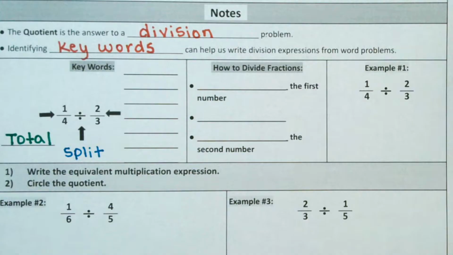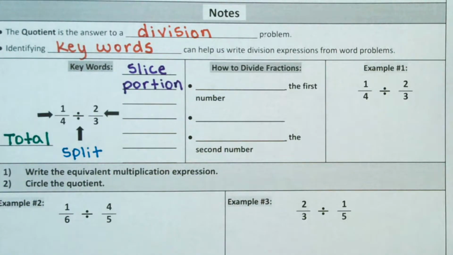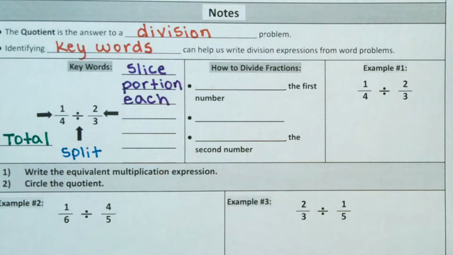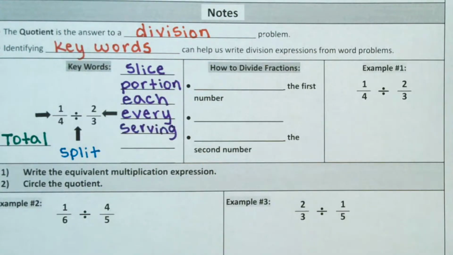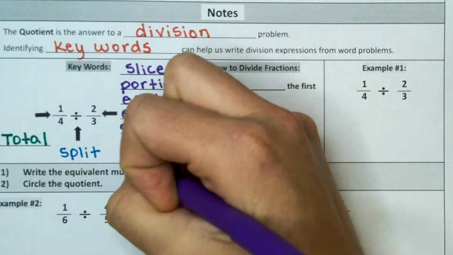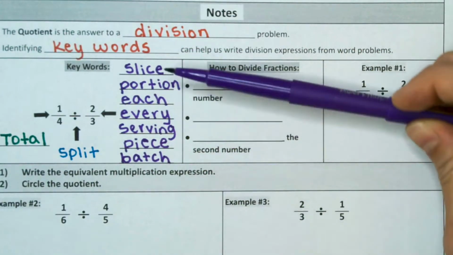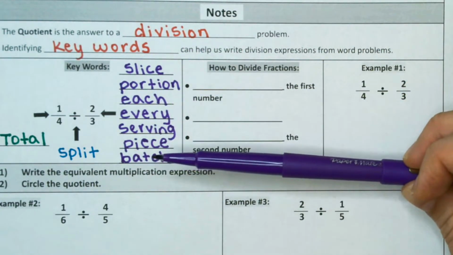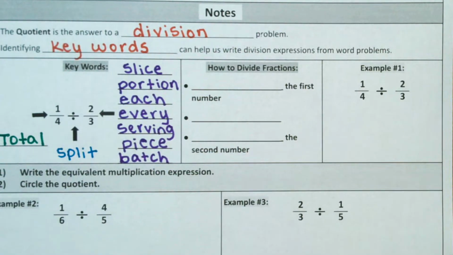And then we have a lot of keywords for the second number in our division expression. We have slice. Remember, you can always pause the video if you need more time. Portion, each, every, serving, piece, and batch. So if you see any of these keywords in a word problem, when you're setting up your division expression, that'll be the second number or the divisor in our division expression.